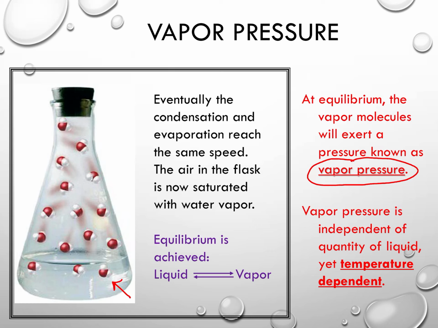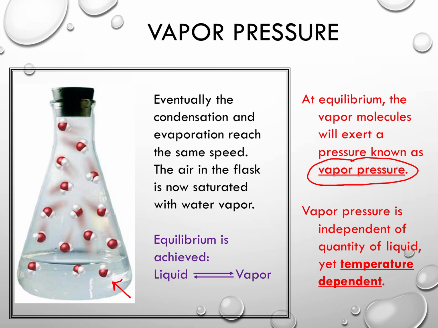The vapor pressure is independent of the quantity of liquid. It does not matter how much liquid we have in the flask. We are just looking at the temperature. Vapor pressure is temperature dependent. As we increase the temperature, we cause more of those molecules to have enough energy to go into the gas phase, and so we shift this equilibrium so that more molecules are in the vapor phase, which makes our vapor pressure higher.